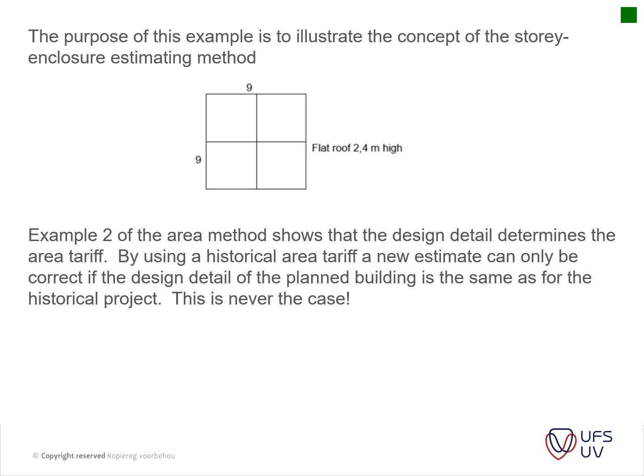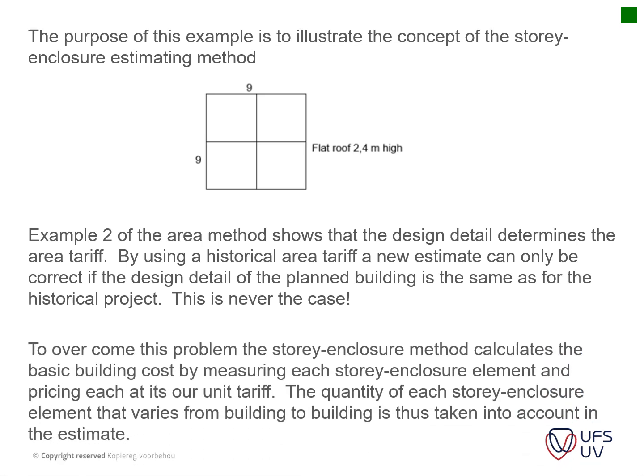Example 2 of the area method shows that the design detail determines the area tariff. So by using the historical area tariff, a new estimate can only be correct if the design detail of the planned work is the same as the historical project. Okay, this is never the case. So to overcome the problem, the story enclosure method calculates the basic building cost by measuring each story enclosure element and pricing each at its own unit tariff.